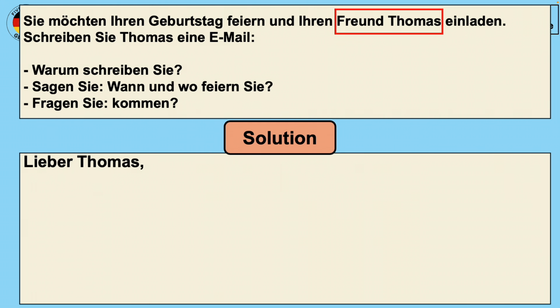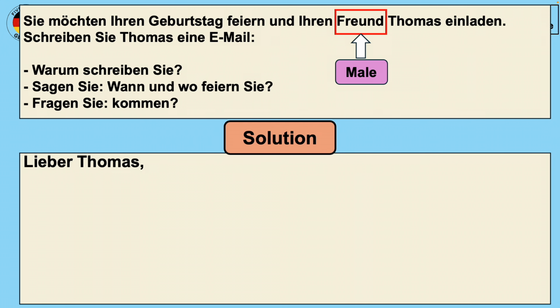Now Thomas is usually a male name. But what if in the exam there comes a name where you don't know whether this is a male or a female name? How will you find out? So there are other ways you can find out whether this is a male or a female. So if you take a look at the word friend, then friend means male friend.